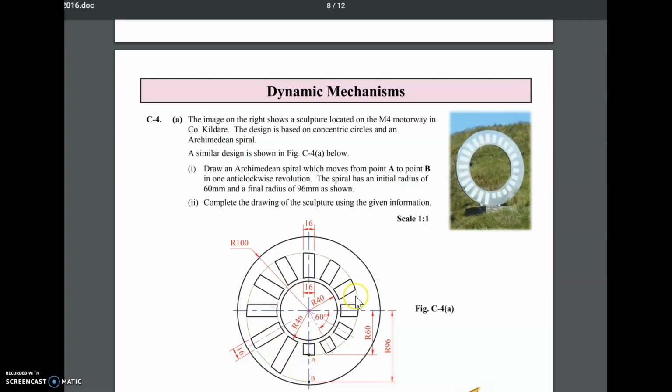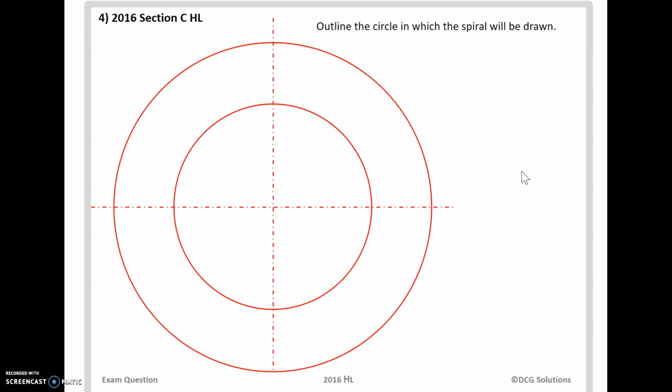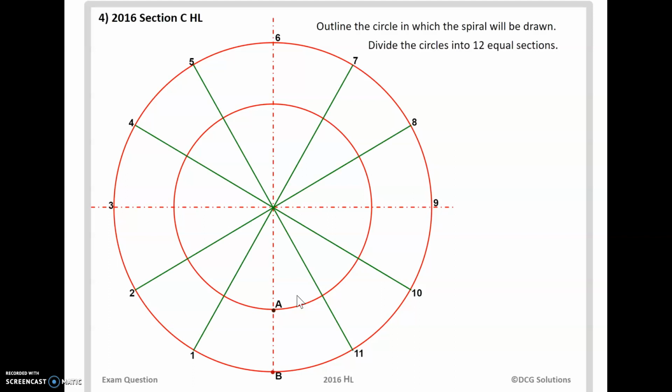Okay, so we're going to go through how we do that now. The first thing we're going to do is draw our two circles, 60 millimeters and 96. So that's point A and point B. We know we're going to move in an anti-clockwise direction around here. Like we always do, we divide the circle into 12 equal sections and give them a label so we know which one is which. The spiral starts at the end of the longest radius vector B and finishes at the shortest vector A.